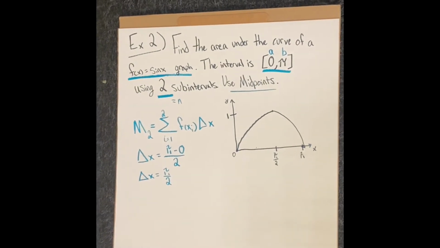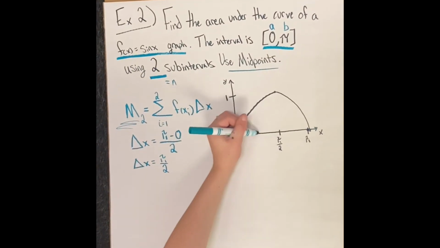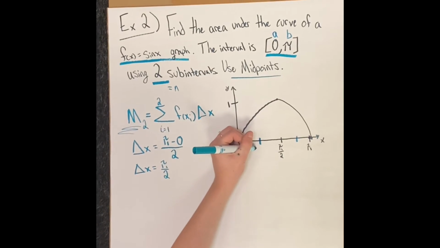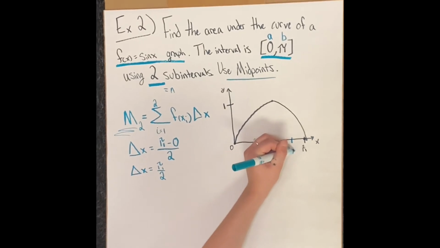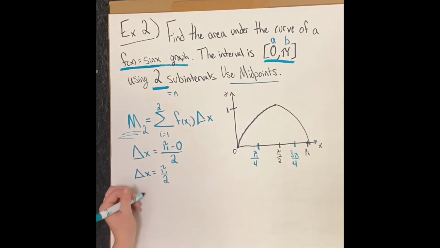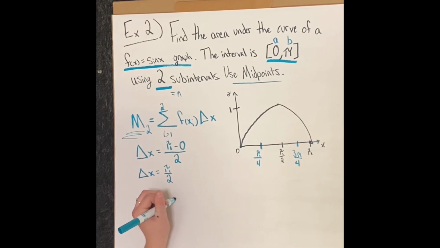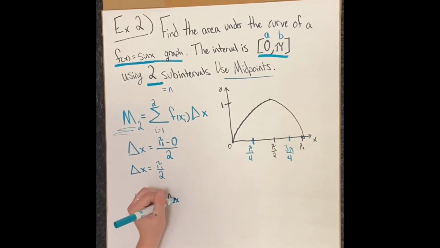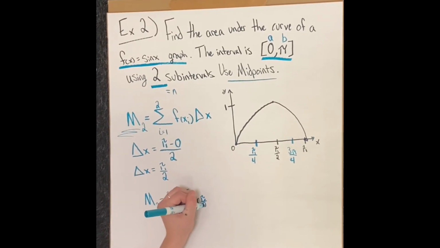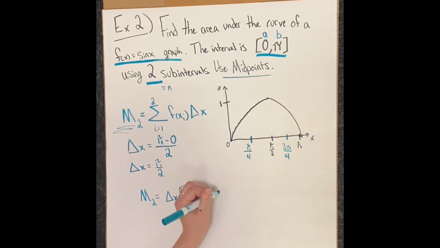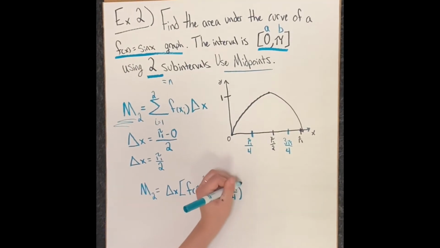The next part that we do is that we plug in and we find out what our f of x intervals are going to be on this, but we need our midpoints. So we have to go between the intervals that we are given. So we go in between 0 and pi over 2, which is pi over 4, in between pi over 2 and pi to find 3 pi over 4. Okay, so those are our points we're going to be using. So we write M2 is equal to pi over 2, because that's our change of x, times f of pi over 4 plus f of 3 pi over 4, because those are our midpoints we're going to be using. We're not using 0, pi over 2, or pi.